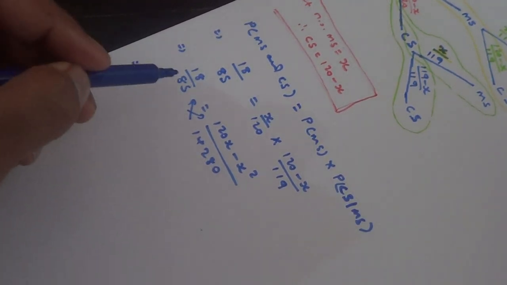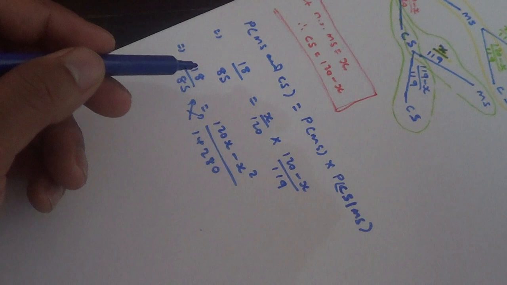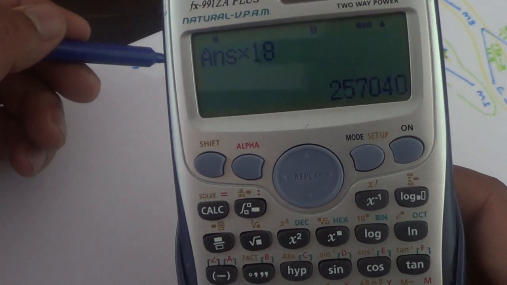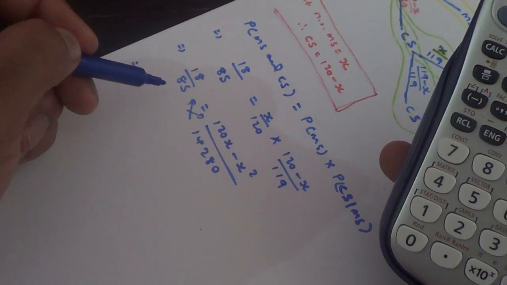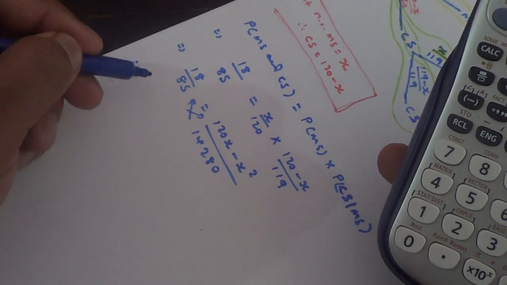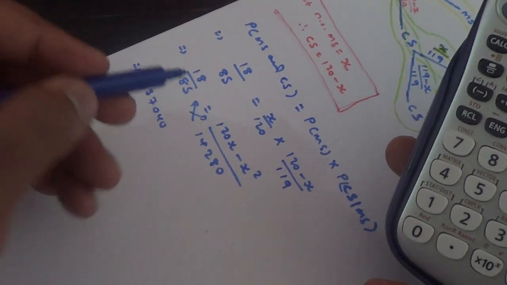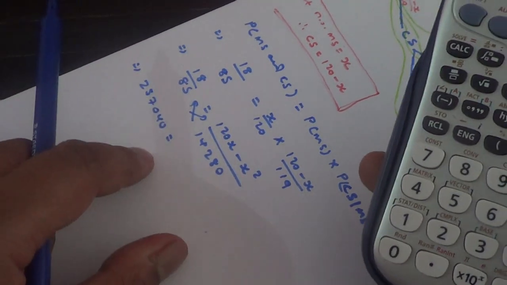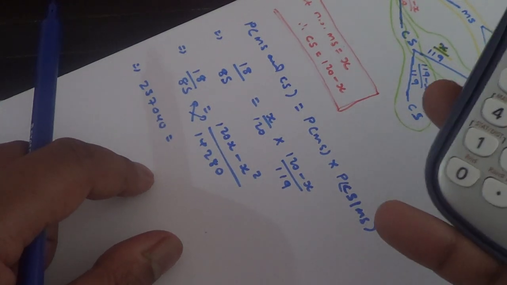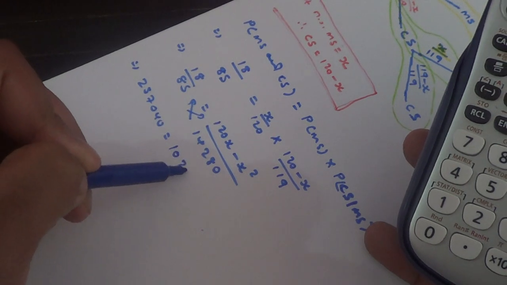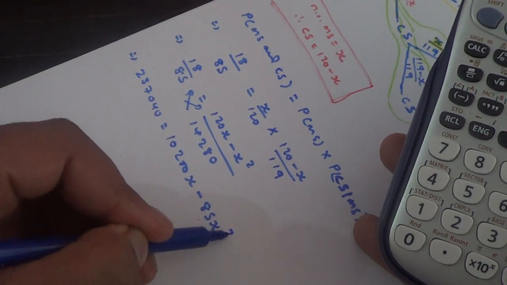Now that I have good fractions, I can do cross multiplication, right? This implies this number multiplied by 18. What is that number? I tell you, whatever it is, this is 257,040. Okay, so this is 257,040. Let's deal with this one. 85 times 120, I get 10,200. Now that's going to be 10,200x minus 85x squared.